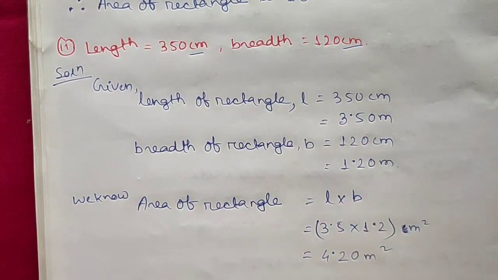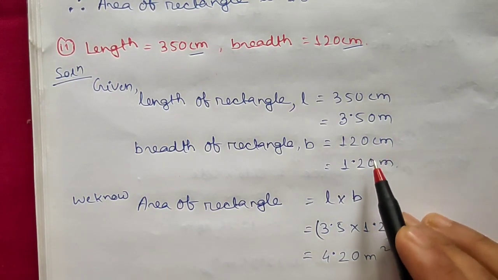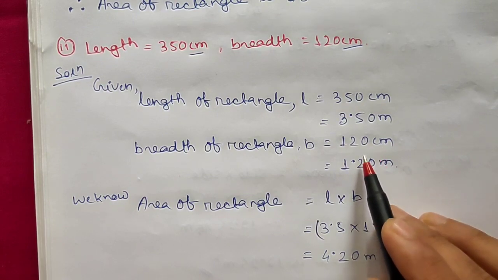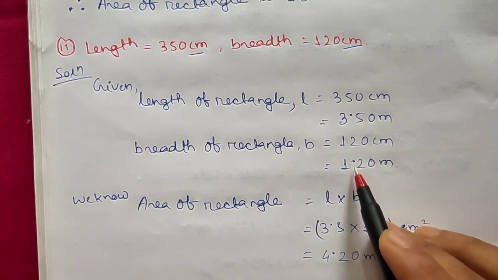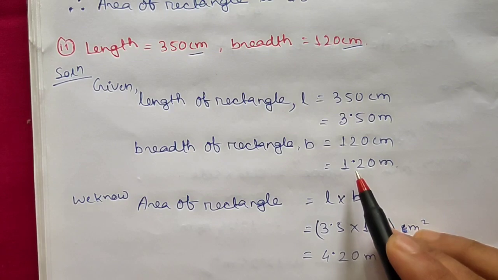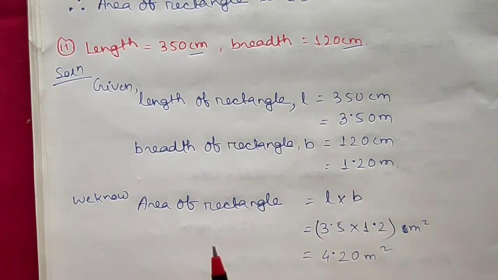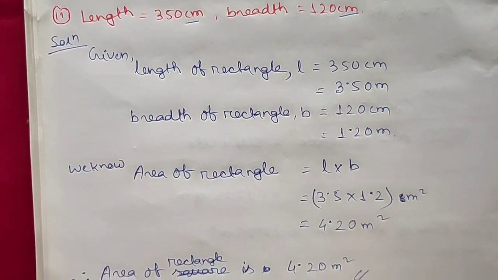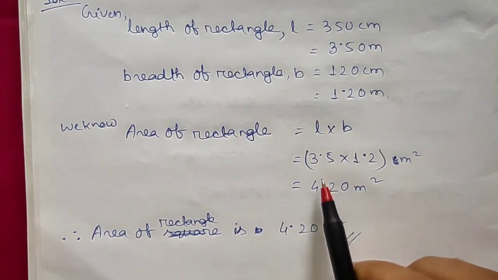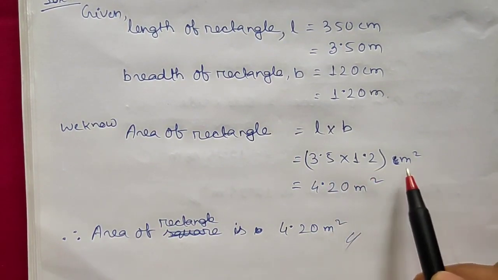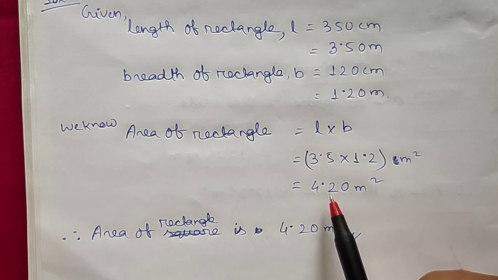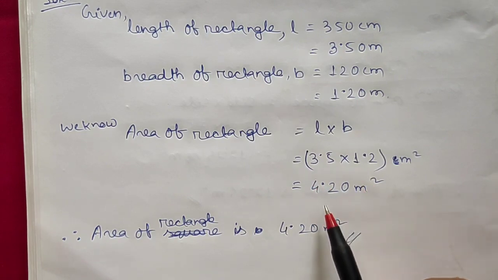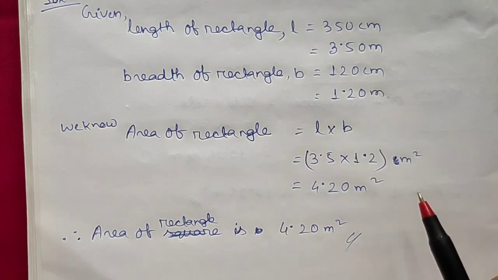Okay, next, breadth of rectangle B equal to 120 centimeter. Here also we have to convert the centimeter into meter, and if we convert it, it will be 1.20 meter. Now we know area of the rectangle equal to length into breadth. Length is 3.5 into 1.2, unit will be meter square. Then 3.5 into 1.2 is 4.20 meter square. Therefore area of the rectangle is 4.20 meter square.